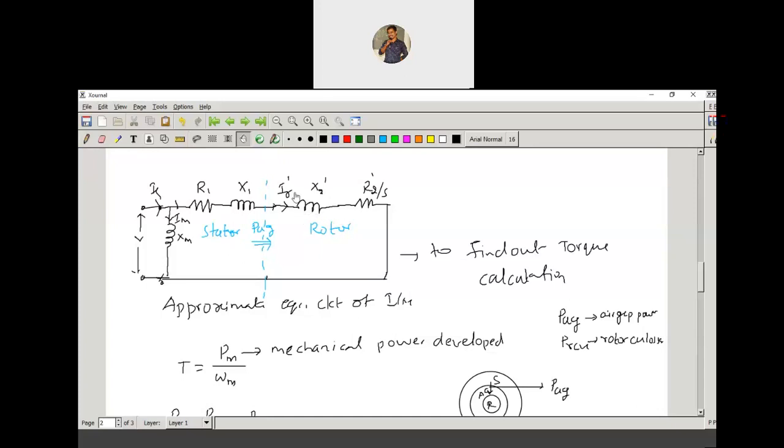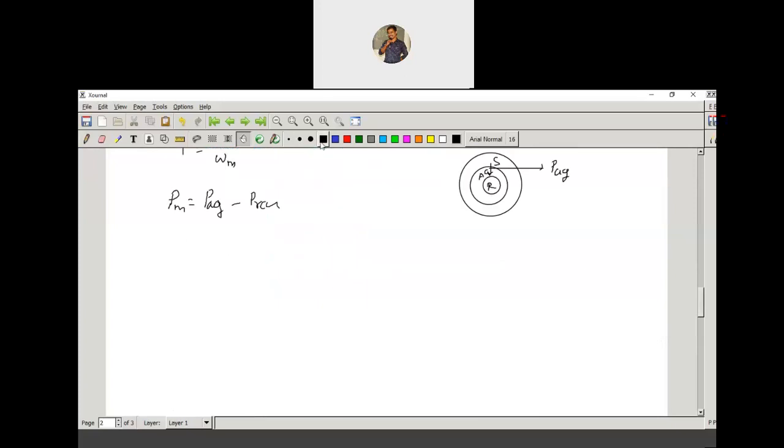So here, what is the current? The current is IR dash. So IR dash square times the resistance value. The resistance value here is R2 dash by S. So you can write this air gap power PAG. Usually the active power formula is I square.